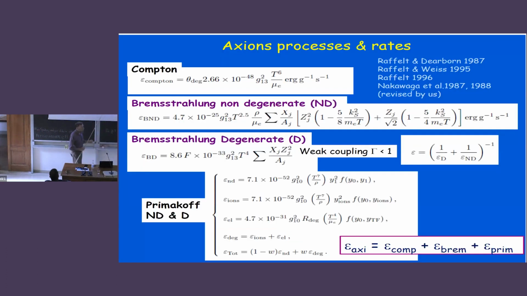Okay, so how do we modify that? By introducing the energy production rates due to axions. Here are the formulas we use to calculate epsilon Compton, epsilon Bremsstrahlung, and epsilon Primakoff. Essentially, these are derived from the many works published by Georg Raffelt and collaborators, and we have made some modifications, but essentially the recipes are based on that. If you are interested, you may find that.